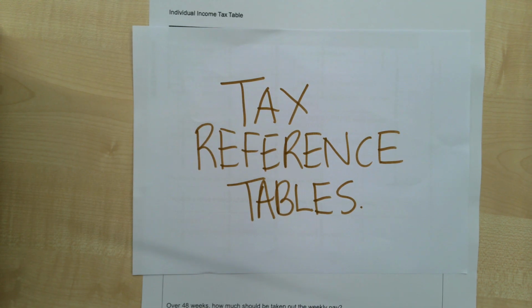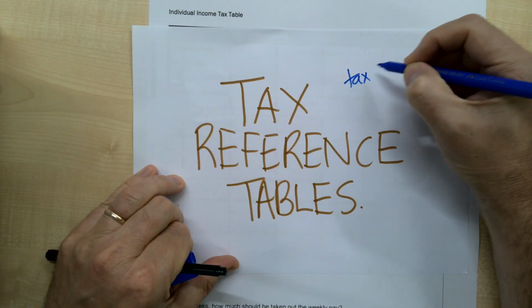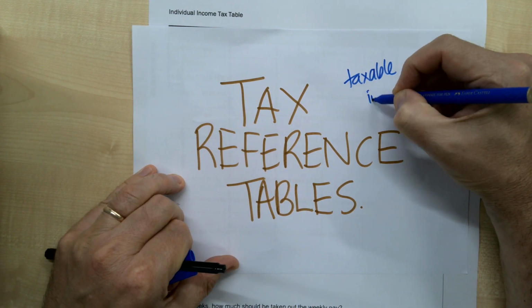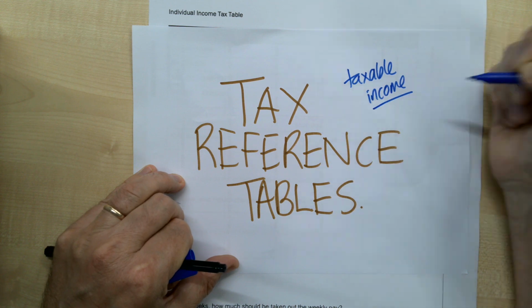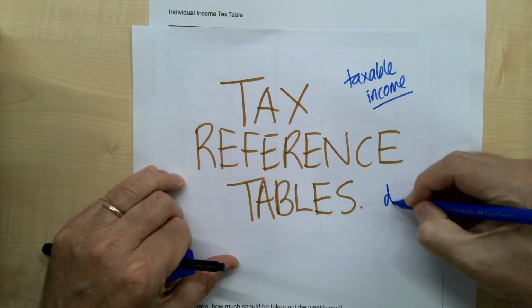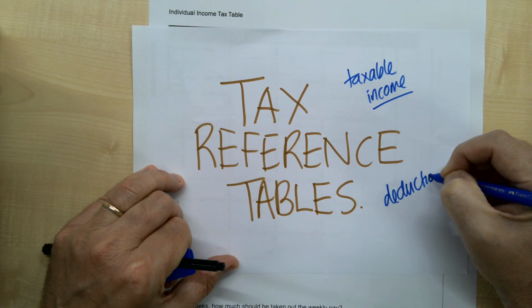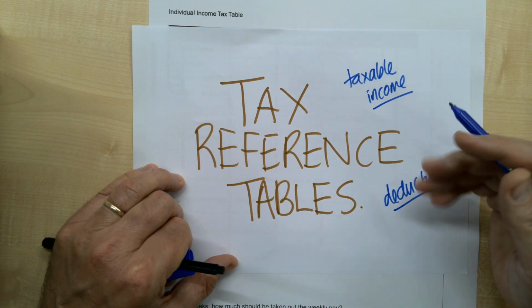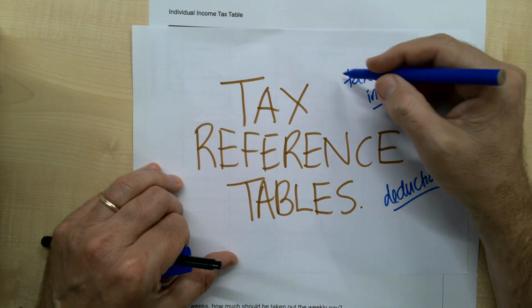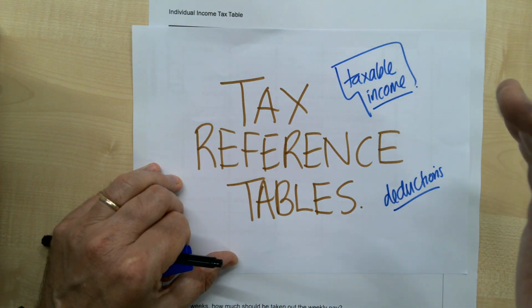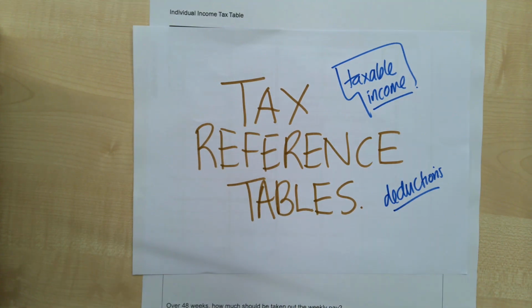All right, Year 11, we're looking at tax reference tables. We've already done stuff like how to work out your taxable income. That's a really important concept. We've looked at the idea of deductions. But the question is, once they have the taxable income, how do they actually figure out how much you should pay?